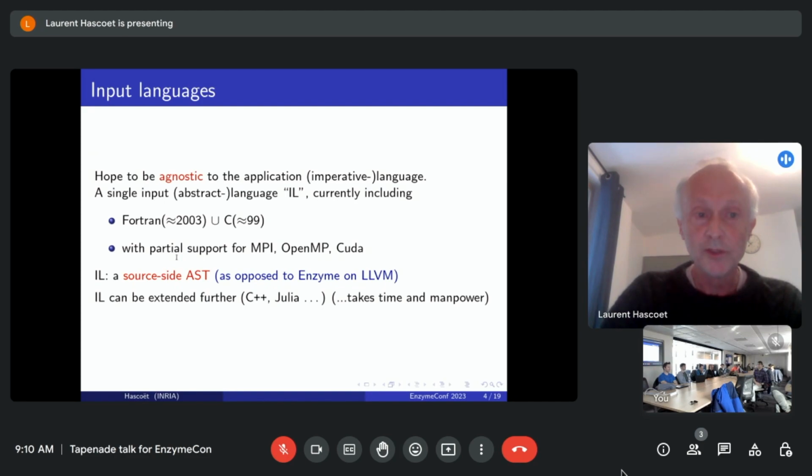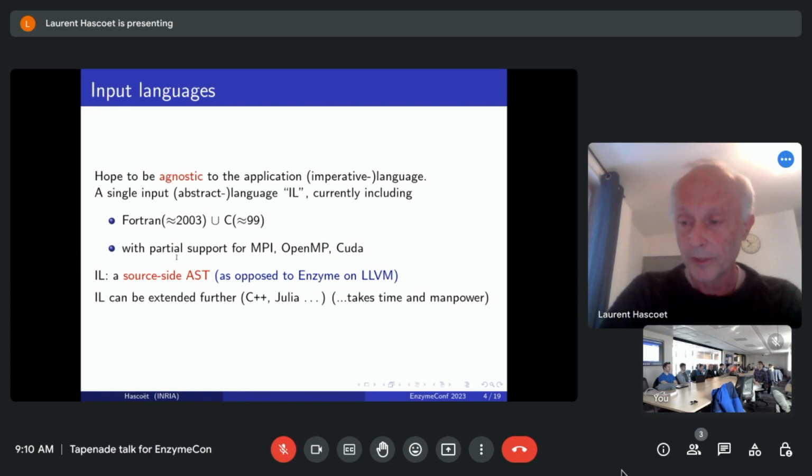Our hope at the beginning was to be agnostic to the language of the application we're working on. So there is a single input language in reality, which we call IL for imperative language, which is abstract. It has no syntax, but it has tree. It has operators. And so far, it's the union of Fortran and C, plus partial support for constructs from MPI, OpenMP, and CUDA. IL itself is an AST. It's more on the source side.